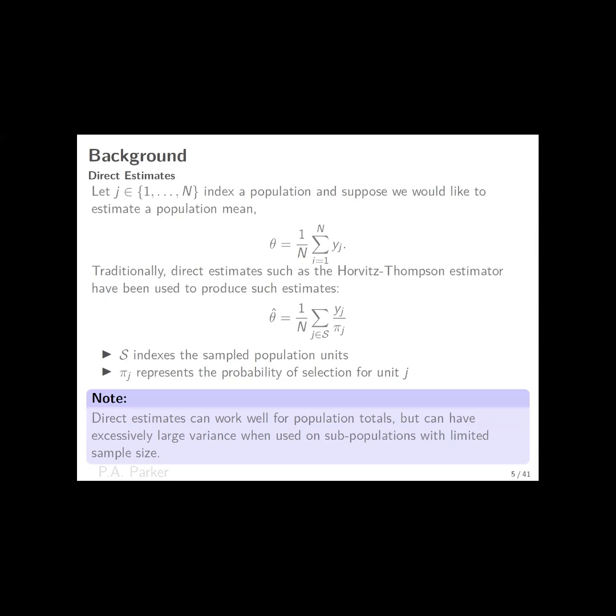Where it doesn't really work well is when we have limited sample size. And so when we start to create estimates for subpopulations, maybe geographic areas like counties or census tracts, a lot of times these will have very small sample sizes, and these estimates can have large variance. They're not very reliable estimates.